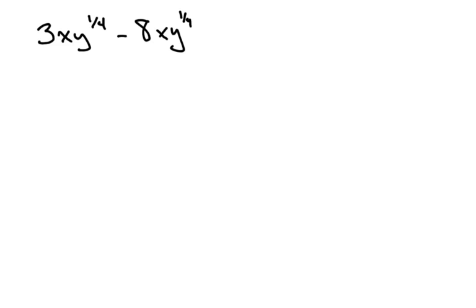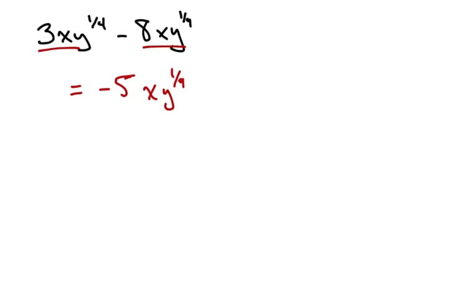But this kind of goes back to combining like terms again, because terms are going to be alike if you have the same variable raised to the same power. And for both of these terms, we have x times y to the 1/4. So I have 3xy^(1/4) minus 8xy^(1/4) leaves us with negative 5xy^(1/4). Notice that we don't do anything with the x's or with the y to the 1/4. They all stay the same.